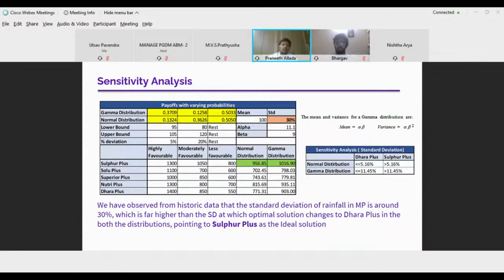So it's important to understand what the general standard deviation of rainfall looks like. Given that the factory is in MP, we assume that the rainfall distribution we have been referring to is based on MP. Looking at the previous 40 to 50 years of data, we observed that the standard deviation usually ranges around the 30% range. So that indicates a clear direction towards sulfur plus. All this analysis is based on the assumption that we are purely depending on quantitative aspects, and there could be certain qualitative aspects and constraints which could also be evaluated in this process. Could we go to the next slide?